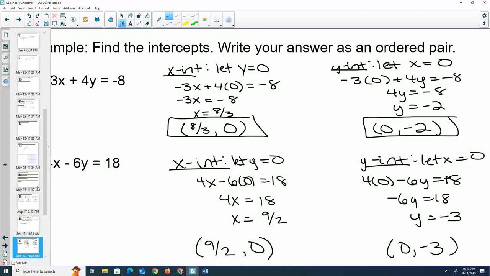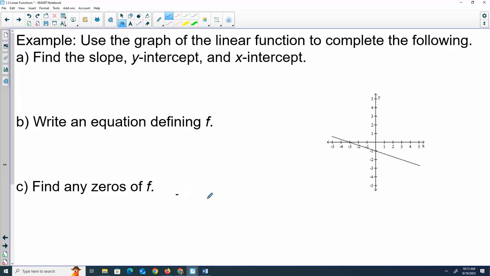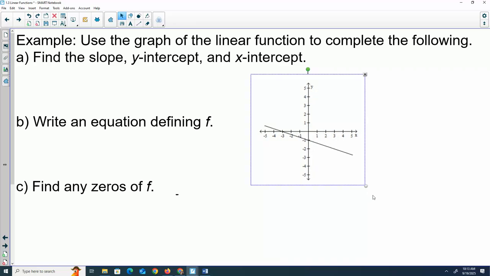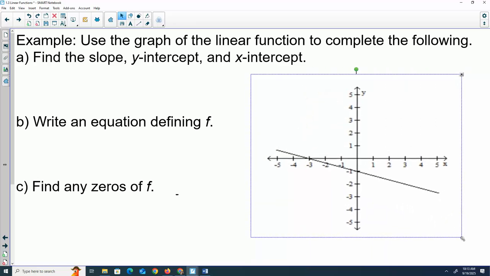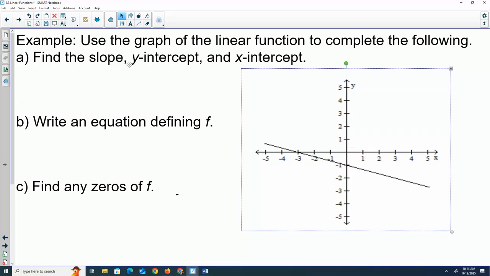I am almost at my stopping point. I would like to do one final slide for today. Tuesday, we are going to do a couple different review things, and I'll talk about some average rate of change and word problems. But this is our last example of the day. So, here is a graph of a linear function. Using that graph, I'm going to answer these questions.